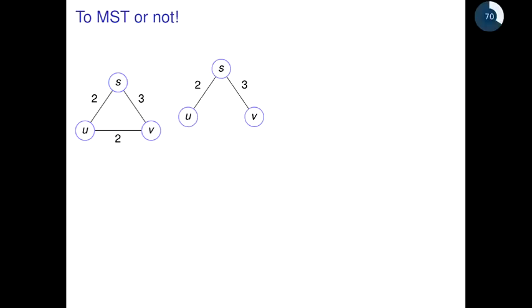Is that a minimum spanning tree? Now, is it a shortest path tree from S? Yes. I'm just pointing out that they're not the same thing, right? Shortest path trees and minimum spanning trees, they're not the same thing.